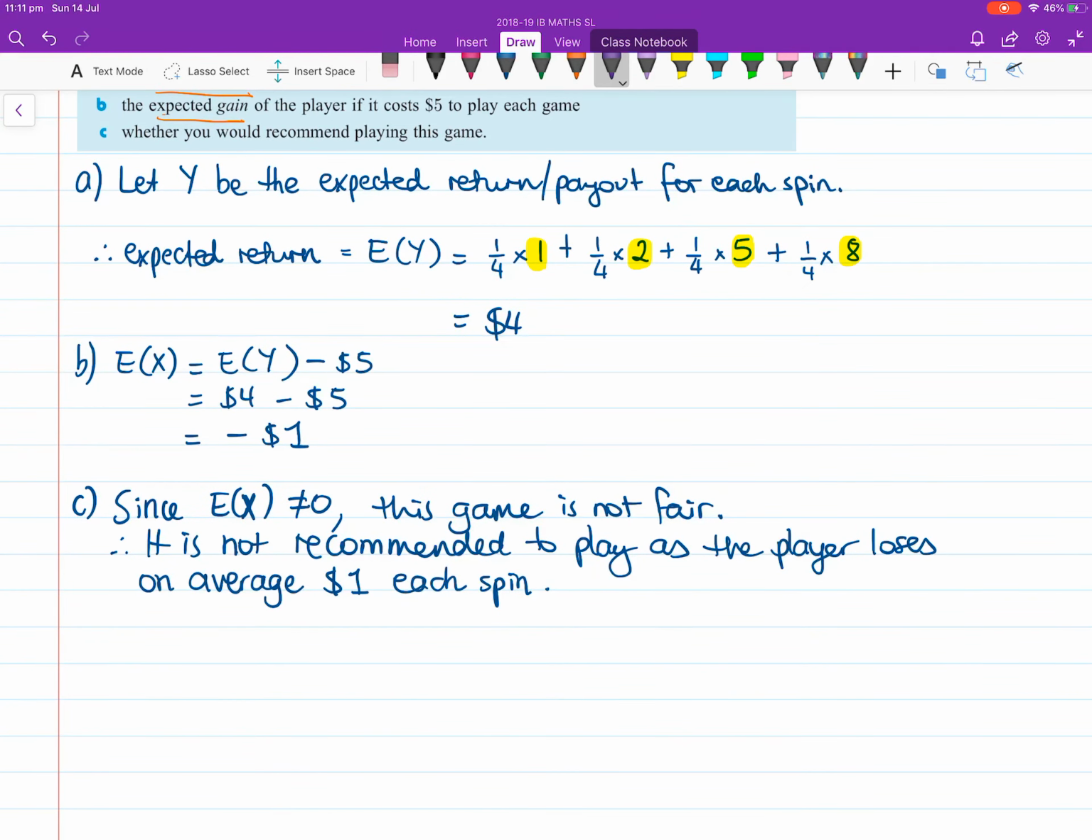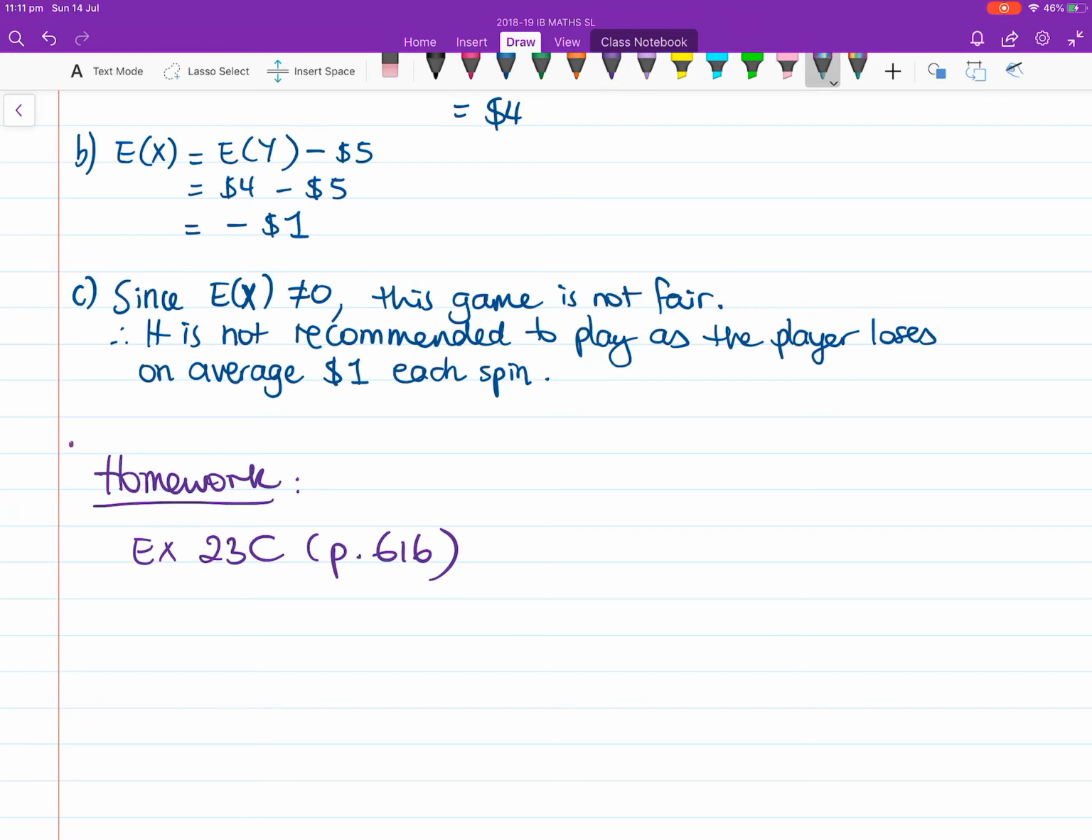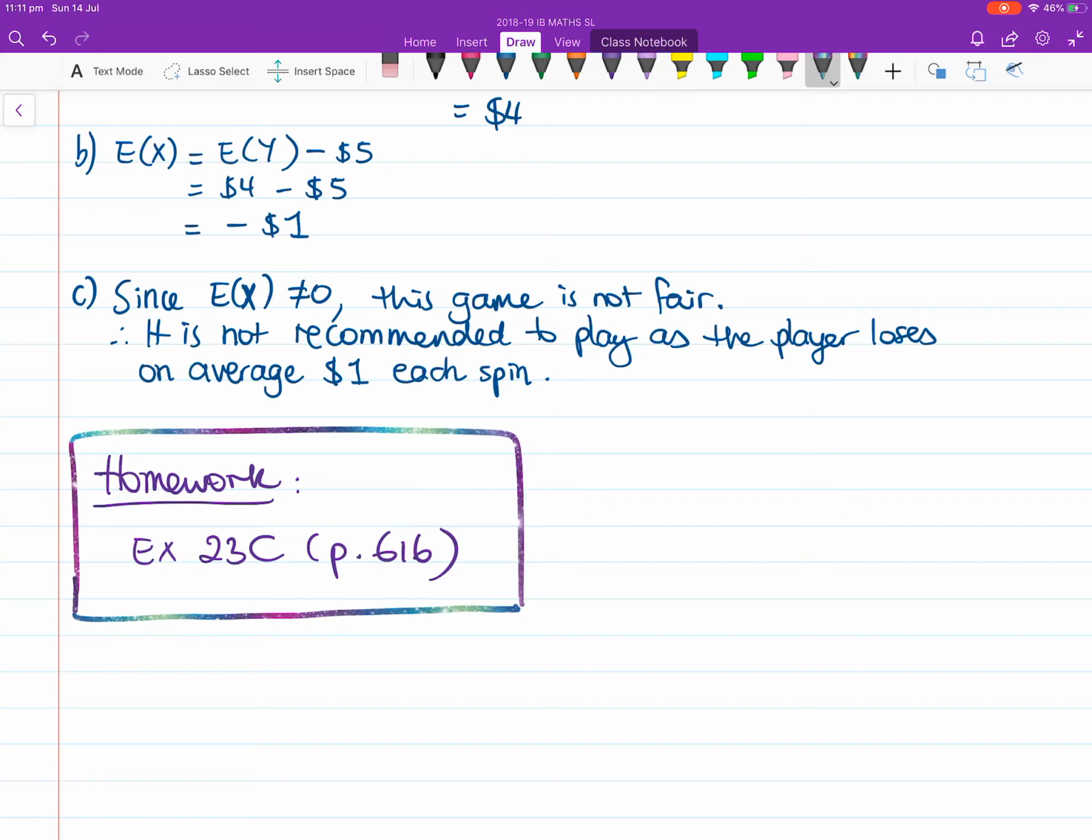Hopefully that is clear. Please have a go at the questions, which are in exercise 23C, on page 616 in your textbook. And don't forget that you also have questions in the other textbook on Schoology for you as well. I think the Oxford one is the one I've got there for you. So if you want more practice, go ahead and look up questions on the same topic.